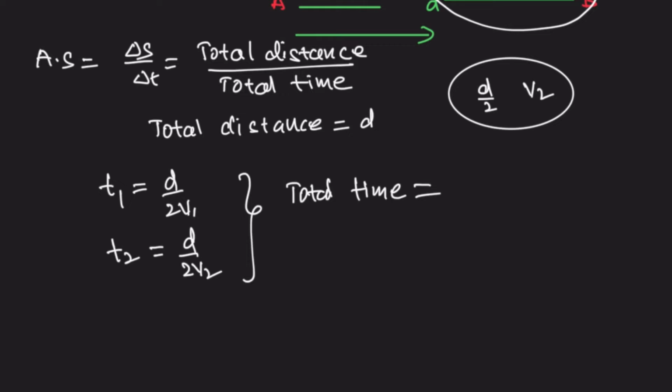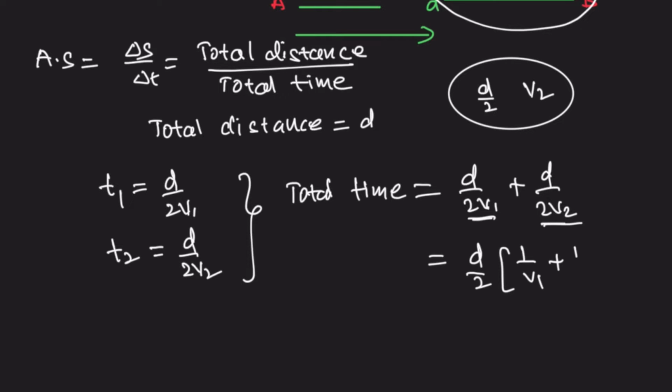So total time is D by 2 V1 plus D by 2 V2. See here, in this term, D by 2 is common. So I take the D by 2 common. Then we get here 1 by V1 plus 1 by V2.